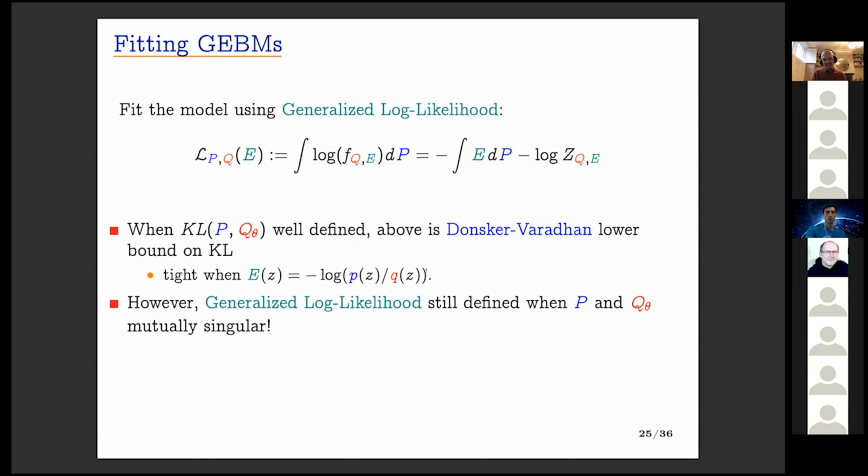However, as I emphasize, this is not the case we care about. P and Q might not even have overlapping support. P might not have a density, Q might not have a density. However, the generalized log likelihood is still well defined. I can still take the expected log of this function f, and I can still optimize that with respect to my parameters E. The important thing to emphasize is that even when P and Q don't have densities, even when they don't have overlapping support, this generalized log likelihood is still well defined and I can still optimize it. So this is the criterion that I'm going to be using to optimize my E.